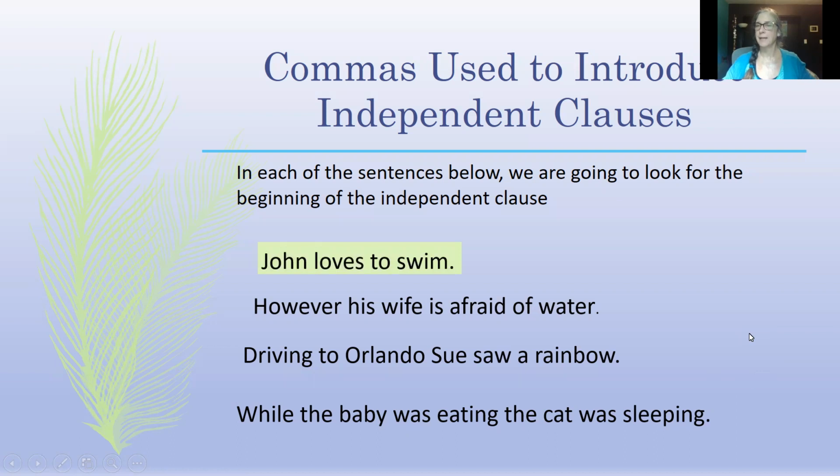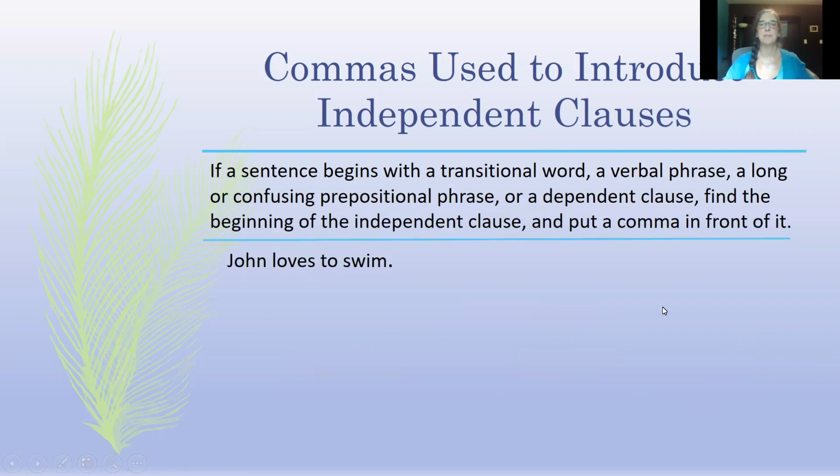All right. So you're right. There's the independent clause. There's the independent clause. There's the independent clause. And there's, thank goodness, the cat is the beginning of the independent clause. So if a sentence begins with a transitional word, a verbal phrase, a long or confusing prepositional phrase, or a dependent clause, we need to find the beginning of that independent clause and put a comma in front of it. That's called our introductory comma. Why? Because it's introducing our independent clause.